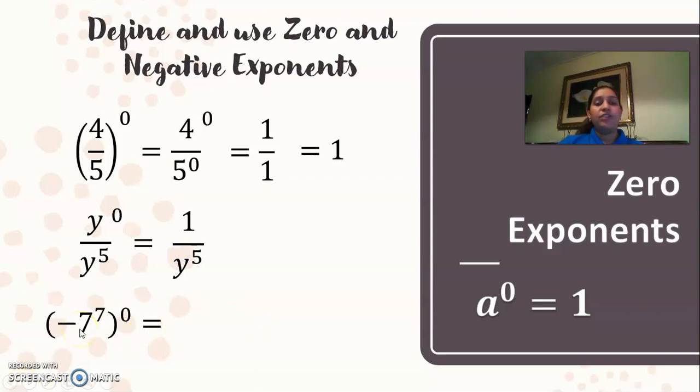Negative 7 raised to the power of 7, and everything in here raised to the power of 0. So I apply my power of a power property. This property tells me that when a number with an exponent is raised to another exponent, I multiply my exponents. So in this case, I'll multiply my 7 with the 0. And I'm going to have negative 7 raised to the power of 7 times 0. And how much is 7 times 0?